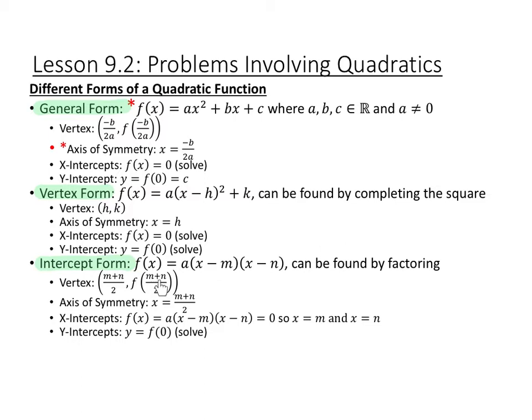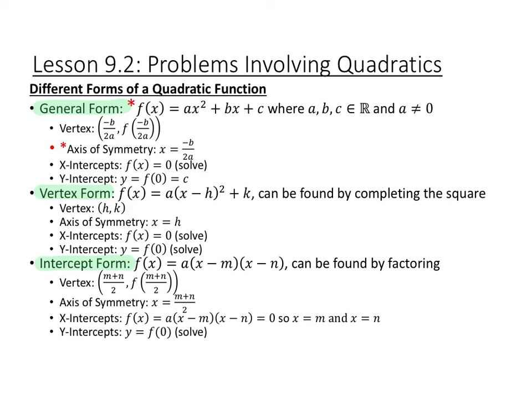Intercept form, f of x is equal to a times x minus m times x minus n. You could go from general form to intercept form by factoring, if it factors nicely, where m and n are your x-intercepts. So the vertex is halfway in between the two x-intercepts, the x-coordinate. So if you take the average of the two x-intercepts, that's going to be the x-coordinate of your vertex. And then if you plug that back in for x and solve for y, that's the y-coordinate of your vertex. Axis of symmetry, x is equal to the average of the two x-intercepts, or the x-coordinate of your vertex.